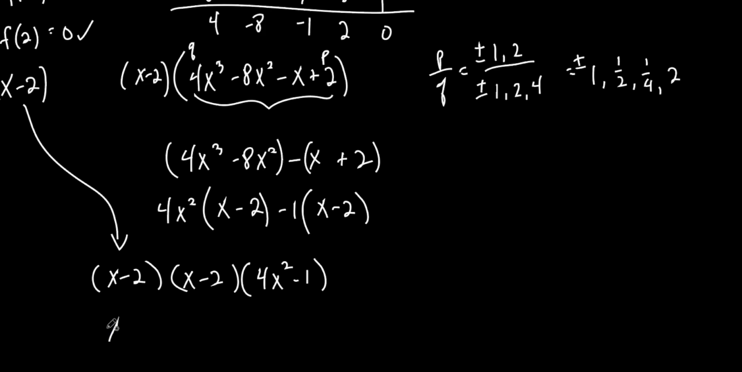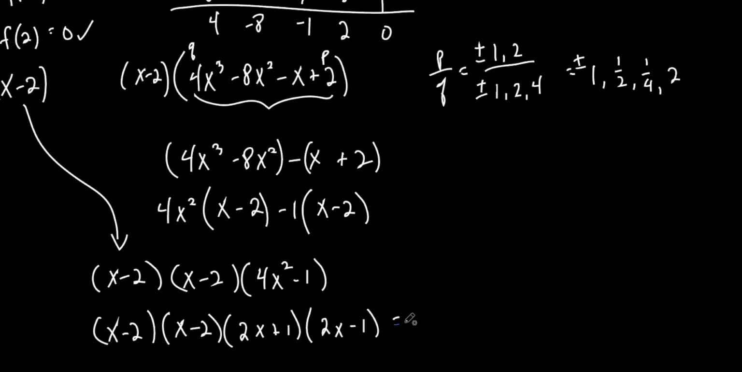And we can square this. Watch, we're almost done. This is x minus 2. That's another x minus 2. What's this going to be? 2x plus 1. This is a difference of 2 squares this time. 2x minus 1. And then, remember, this is all equal to 0.